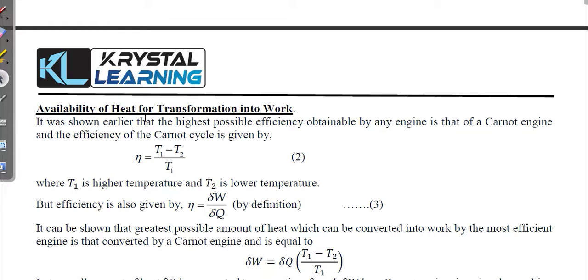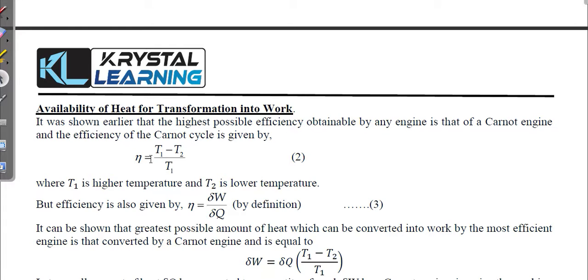So what percentage of heat, or what part of heat, is available for converting it into work? Because complete conversion of Q into work is not possible. Okay, we know this already. So suppose a Carnot engine is placed in between, based on the Carnot cycle, and we know that maximum possible efficiency is achieved in a Carnot engine because it is reversible.